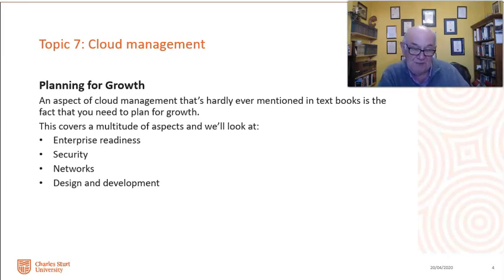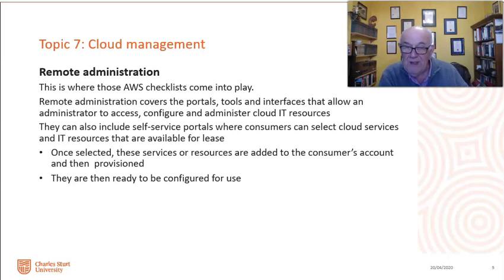So some areas of consideration for you here. Remote administration is another topic we'll look at, and this is where those AWS checklists really come into play. That's another item you need to put away in your EndNote so that you can use it later on, because you'll constantly come back to them. So in this part of the topic, we're looking at all the different portals, tools and resources and interfaces that allow you as an admin to access the cloud and the different resources, to configure them, to administer them.